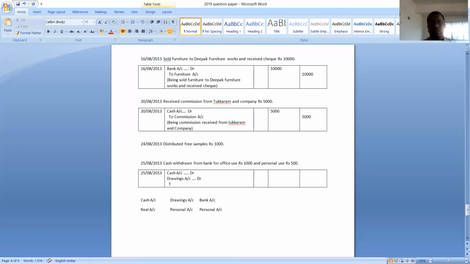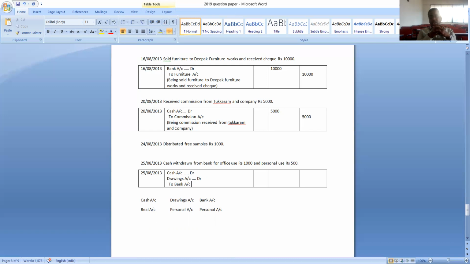Drawings account debit. Then who is the giver? Banker is the giver. So to which account? To bank account. Here, when you withdraw cash from bank for office use, cash comes in, so cash account is debited. When it is withdrawn for personal use, the owner is the receiver, so owner's account is debited.